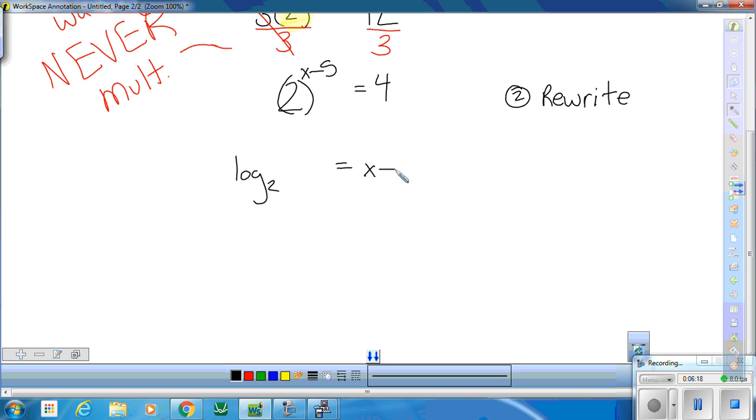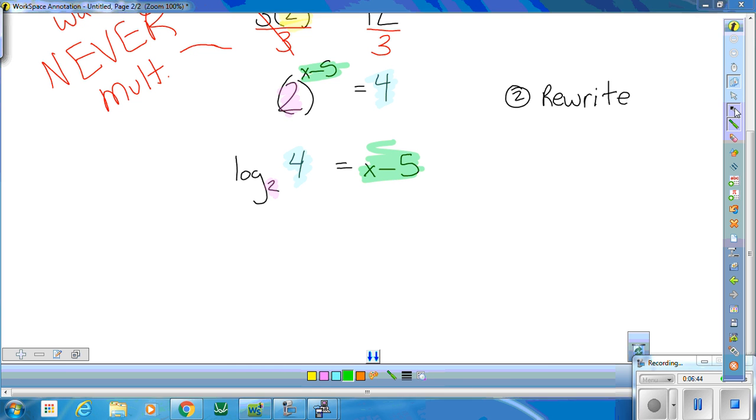And remember, the whole point of rewriting this as a log is so that this exponent ends up over here by itself. That's what we want to do. So the exponent goes over here, and what it was equal to goes inside the log. So just remember, your base stays the base. What it was equal to is what is now inside the log, and whatever was in the exponent is now over here all by itself. That is the whole point of rewriting it as a log, is that it gets this by itself.